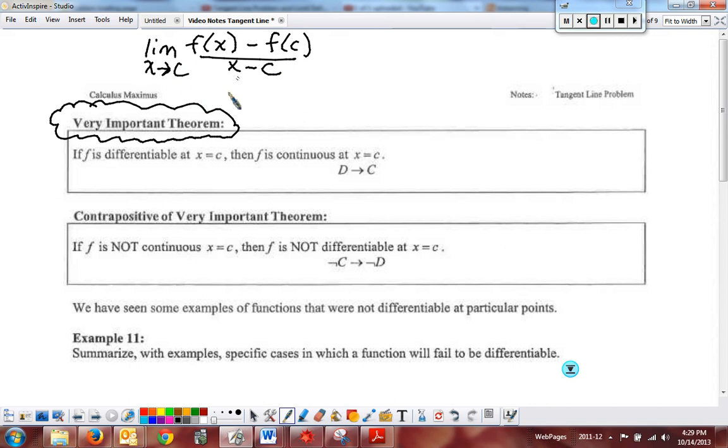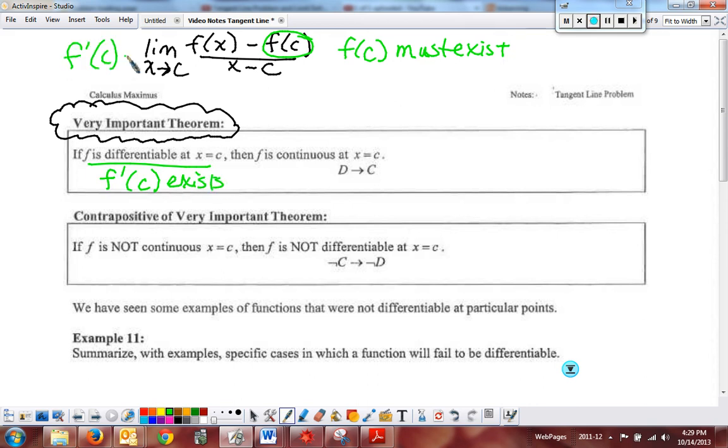Clearly, if this exists, the first thing that we know is that f of c must exist. Because if it's differentiable, that says f prime of c exists. And so this is my definition for f prime of c. So the only way for that to exist is I have to be able to plug all that stuff in. The other thing that it tells me is that as you're approaching x equal to c, it must approach in a smooth fashion so that the slopes are the same on the left as they are on the right. And so it pretty much has to be continuous.